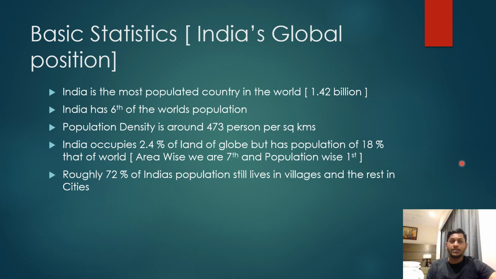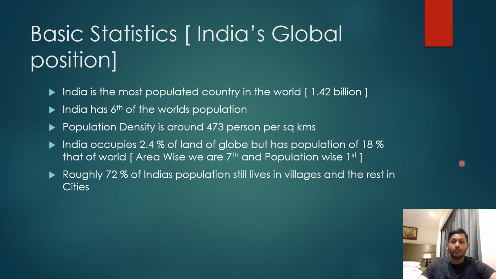Now, population density is 473 persons per square kilometer. So, लगभग 500 लोग एक स्क्वायर किलोमीटर के अंदर इंडिया में पैक्ड हैं. So you can imagine how high a population density we are having. Compared to global scales, they are having less than 100 persons per square kilometer. So we have a very huge pressure on our resources because we are a highly population dense nation.